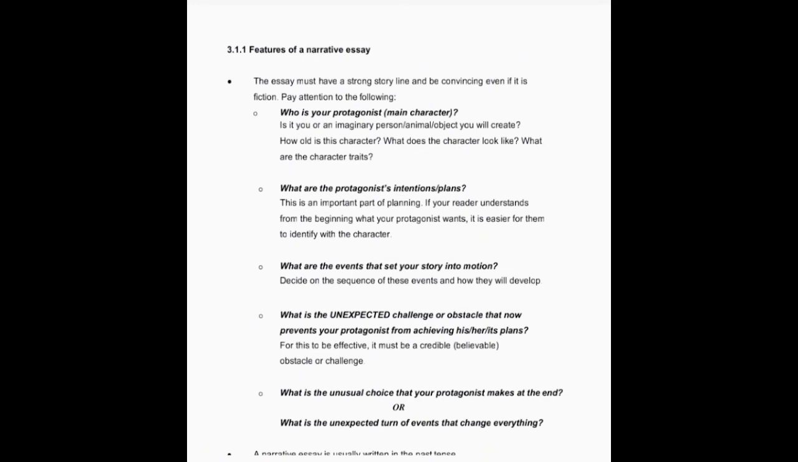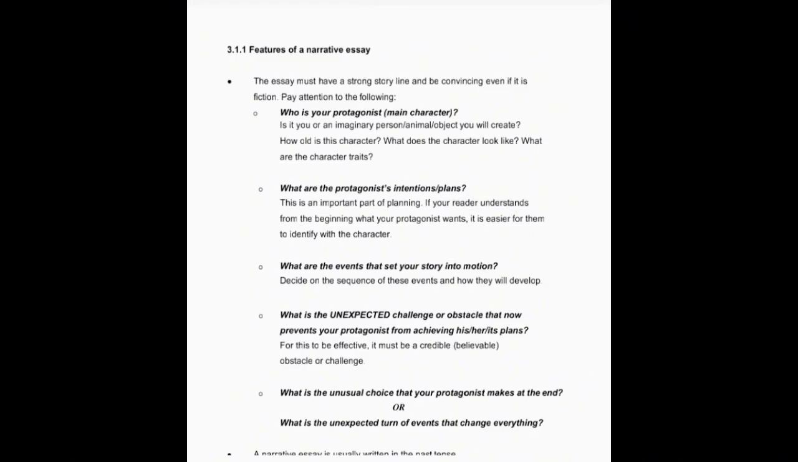We move forward. What are the character's intentions or plans? This is an important part of planning. If your reader understands from the beginning what your character wants, it is easier for them to identify with the character. I hope you understand. We are passing to another point.